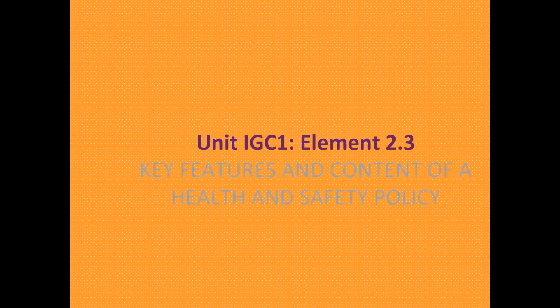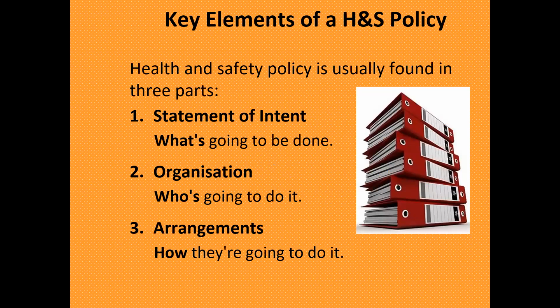So element 2.3, key features and content of a health and safety policy. What are the key features and what are the main contents? Like, what must be there in the health and safety policy? A health and safety policy is found in three parts. One, statement of intent. Second, organization. Third is arrangements. A statement of intent means what is going to be done, what we are going to achieve, what we are going to obtain, what is our purpose in developing this policy.